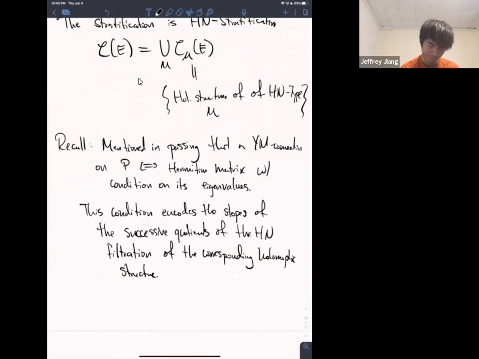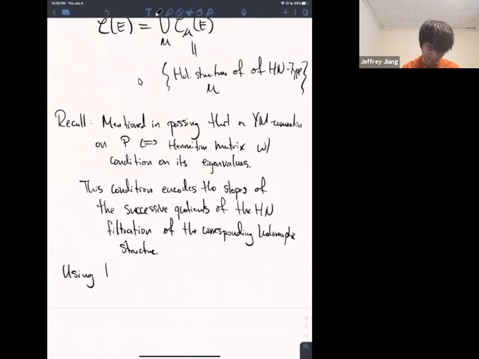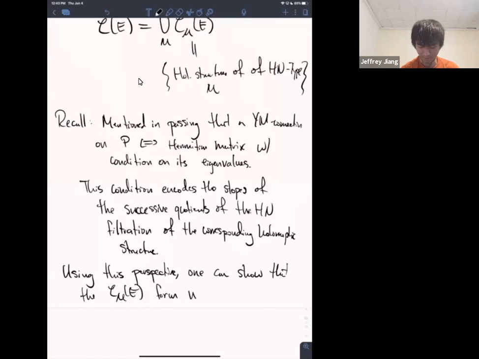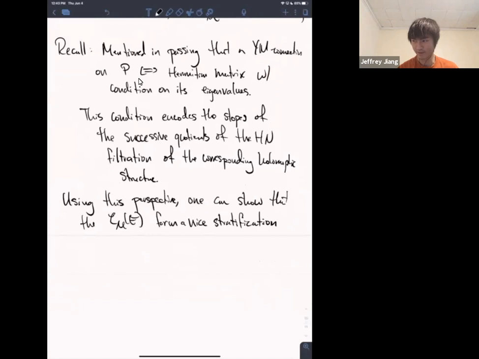So using this perspective, one can show that the strata form a nice stratification. This includes stuff like finite codimension and a few other things. Again, I'm not really going to go into detail what nice means, but for all intents and purposes, it just means good enough. It looks like it came from a Morse function and is good enough to compute cohomology. And the properties you can find in the paper are essentially reverse engineered from what happens in Morse theory.